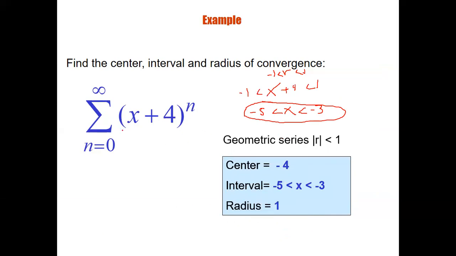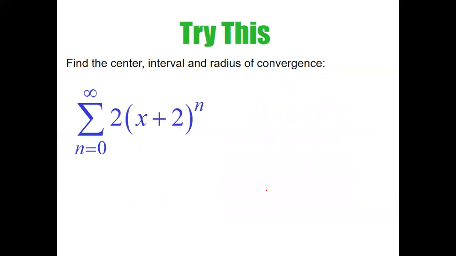So again, I don't know what this converges to, but I know it's going to converge between -5 and -3. It's going to represent some other function for me to make approximations. All right, how about another one here?